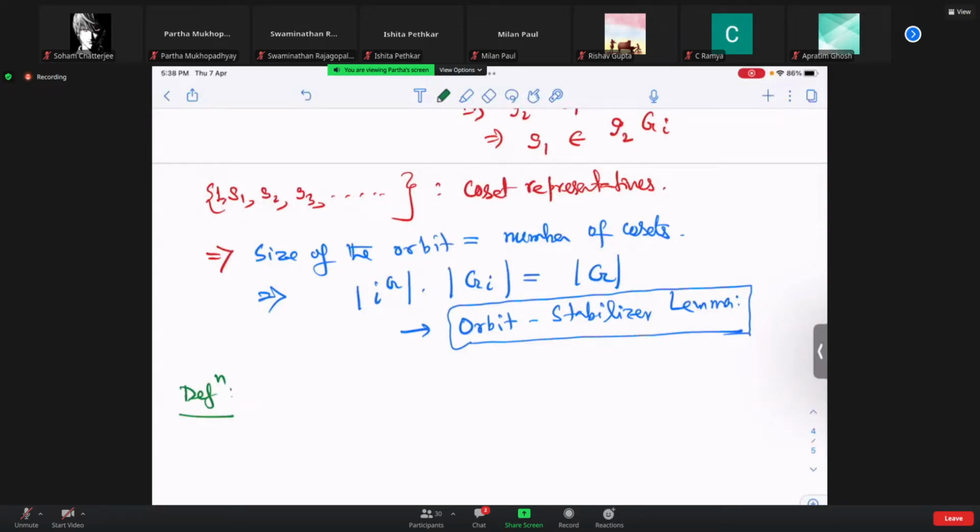So another definition we need before we do the combinatorics: if G is a group acting on the set S and small g is an element of G, you can define the set Fix(g) to be those I in the set S such that g fixes I.